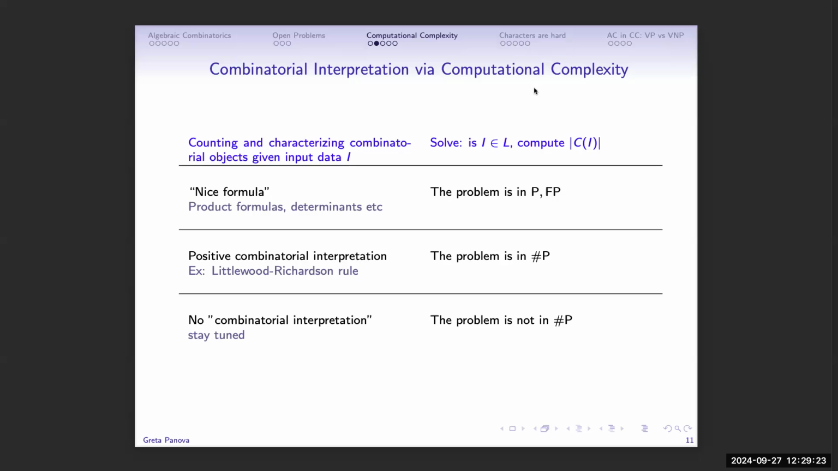The #P class is actually pretty large, and even things that are in it are probably not what you want in terms of combinatorial interpretation. But if it's not in there, then you really don't want to deal with this.